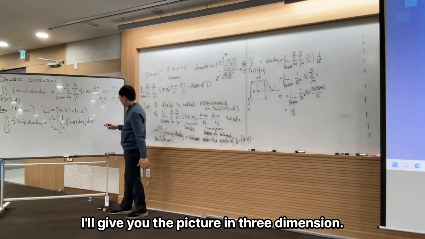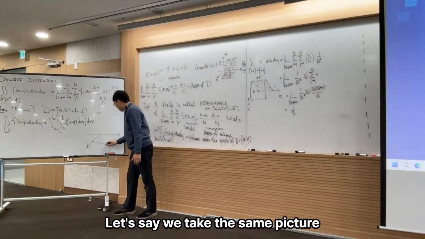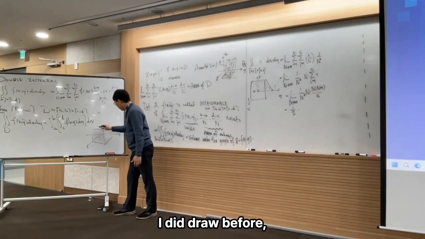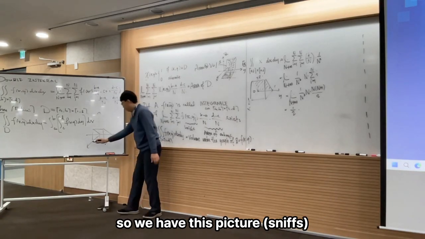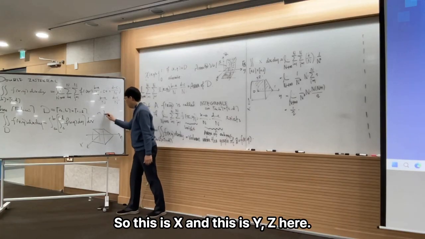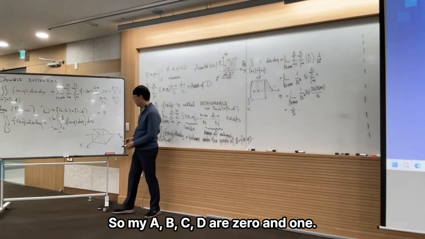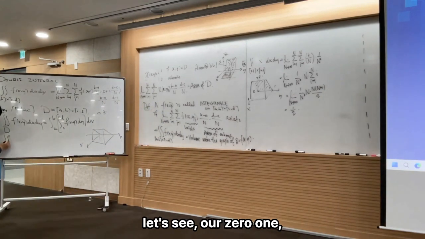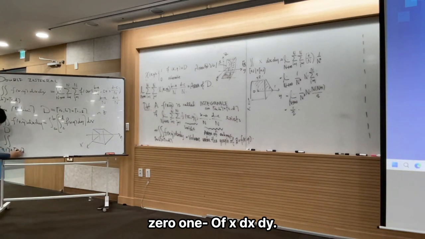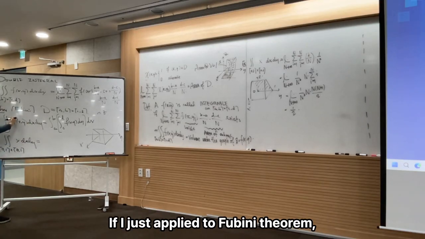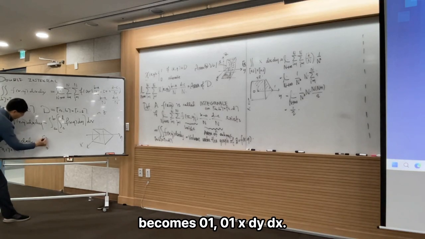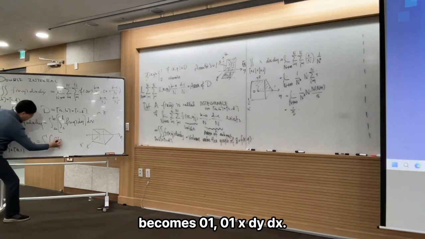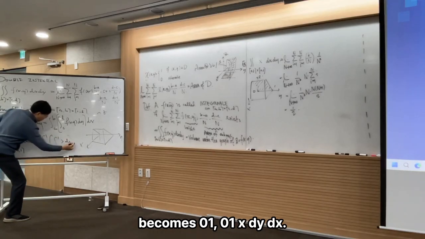So I'll give you the picture in 3 dimensions. Let's say we take the same picture I drew before. So we have this picture, this is x, and this is y, z here. So my a, b, c, d are 0 and 1. In this case, let's see, the integral from 0 to 1, 0 to 1 of x dx dy, if I just apply the Fubini theorem, becomes the integral from 0 to 1, from 0 to 1 of x dy dx.